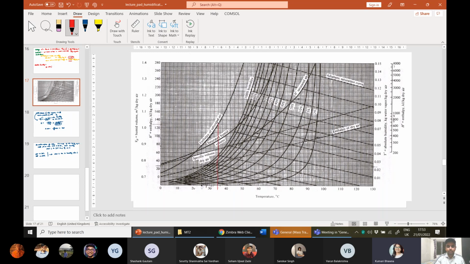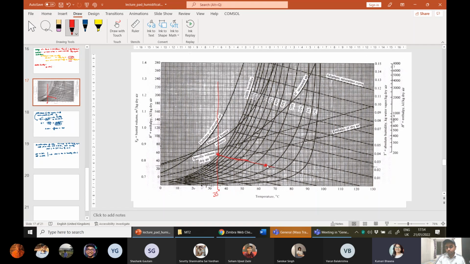So let us say this is my vertical line at 35 degree. Then what I will do? From the point where it meets the 100% humidity curve, we can follow the adiabatic saturation curve and go all the way up to 65 degree. Excellent. This point. Then we can interpolate it using the 10% and 20% humidity curves and can get the value at that point for percentage humidity. Correct.